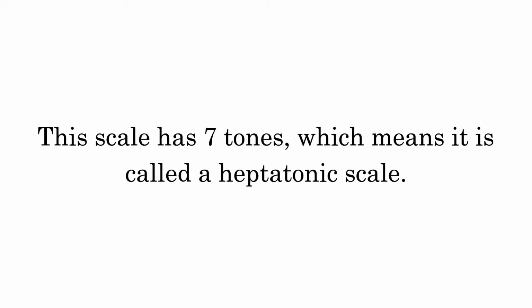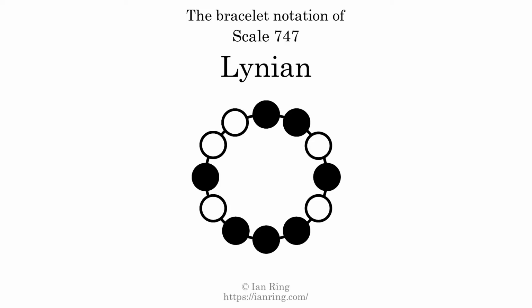This scale has 7 tones, which means it is called a heptatonic scale. This is a bracelet notation diagram of scale 747. The shaded circles represent tones that appear in the scale, and they are read clockwise, starting at the top.